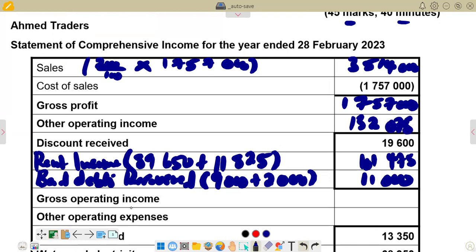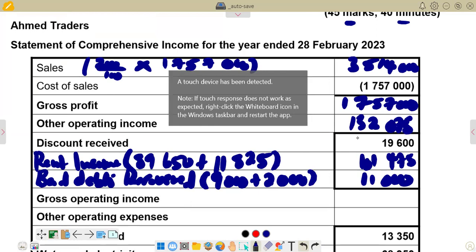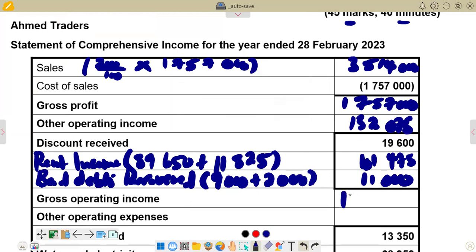Then obviously to get gross operating income, we are going to say gross profit plus other operating income, and you get your gross operating income. So if you add 1,757,000 plus 132,075, you are going to get 1,889,075. So this is the answer.